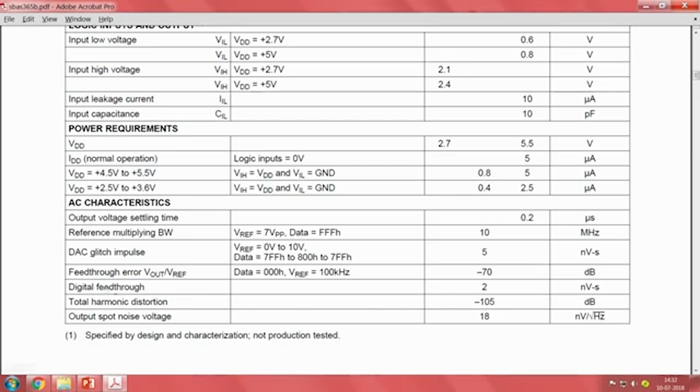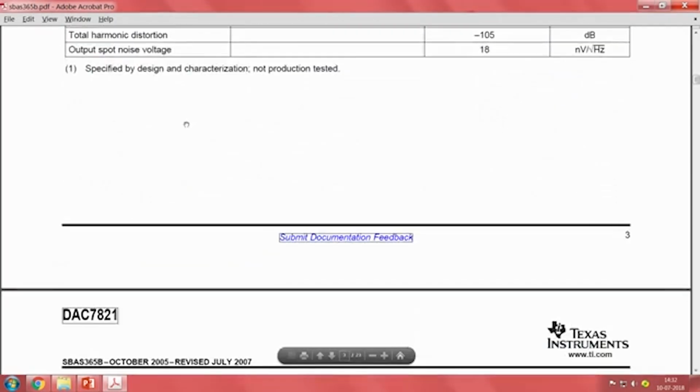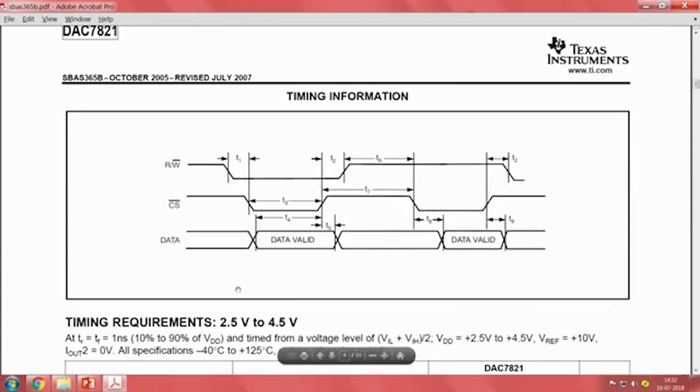Okay. Then these are those things: DAC glitch impulse, total harmonic distortion, output spot noise voltage. Noise also we saw, right. So, they even characterize the noise voltage in the AC characteristics. Then they will also tell you timing information. So, I told you, right, this is that thing.